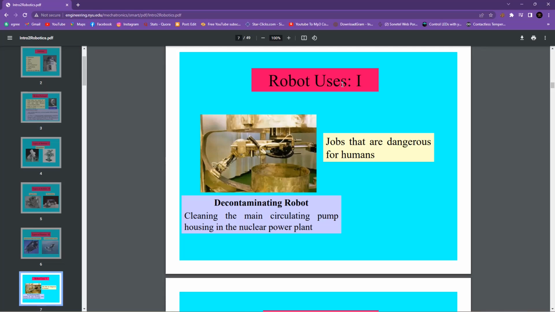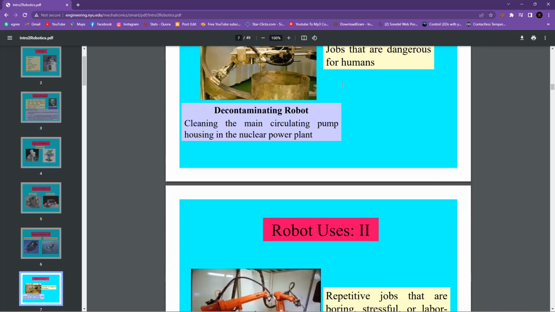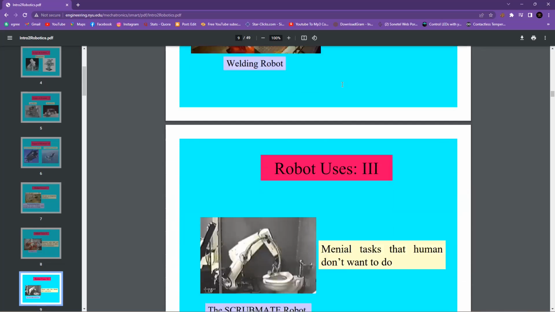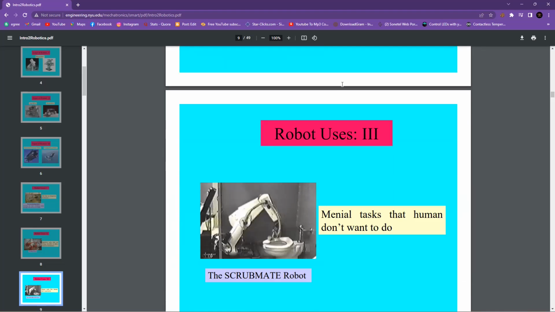Robots are also able to clean the main circulating pump housing in a cleaner. And the welding robot I was talking about, which Kantanka has some here in Ghana, I'm sure there will be some companies that have this kind of robots. Some works like cleaning bathhouses and scrubbing, works that human beings wouldn't like to do, are done by robots.